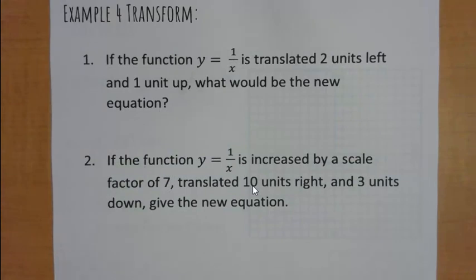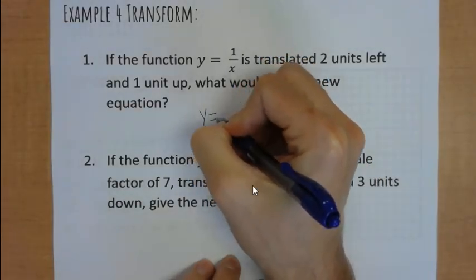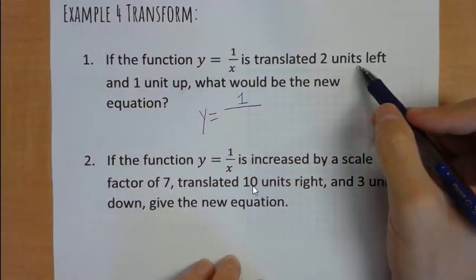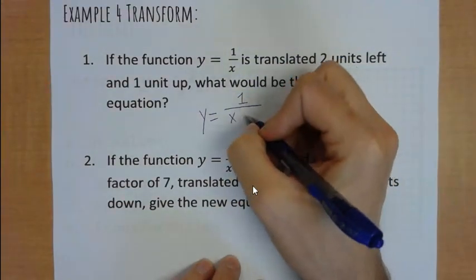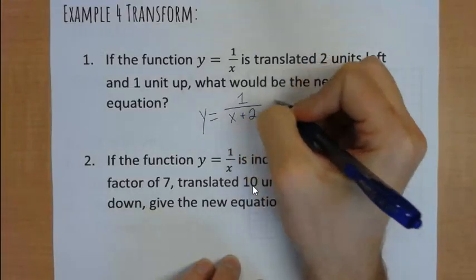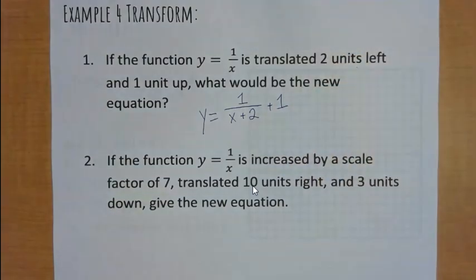Moving to example 4, we're going backwards now, looking at transformations. So if we have our parent function, we're translating left 2 units and up 1 unit to get a new equation. That new equation would end up being 1 divided by the opposite of this 2 left. So 2 units left would be x plus 2, and then 1 unit up would be a +1 on the end, and we have that equation for us.